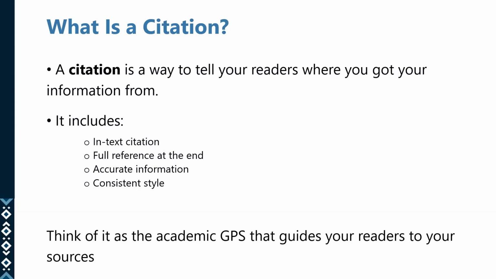Another key component of citation is accurate information, which includes essential data like the author's name, year of publication, source of information, and the title. And the last component is the consistent style, because adhering to a specific style is crucial to clarity and consistency.